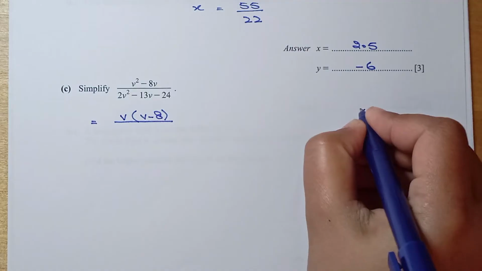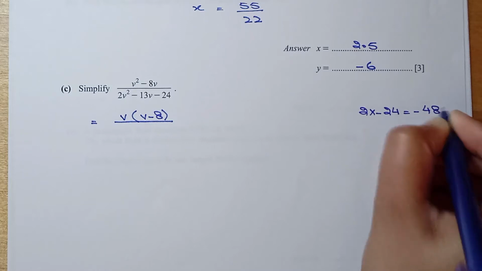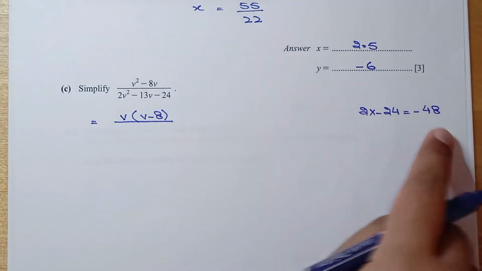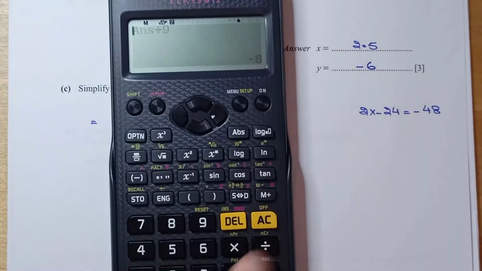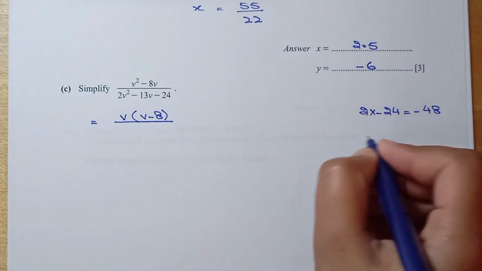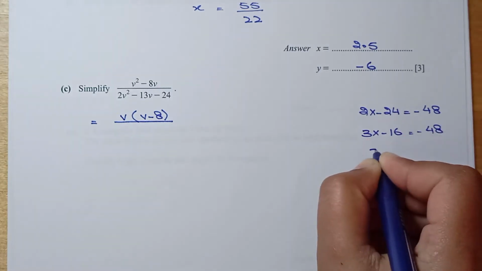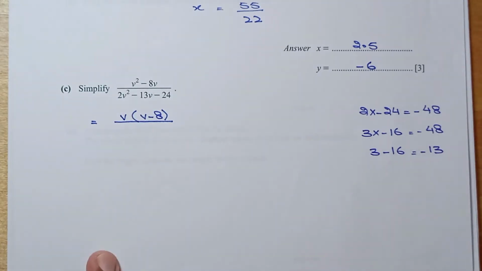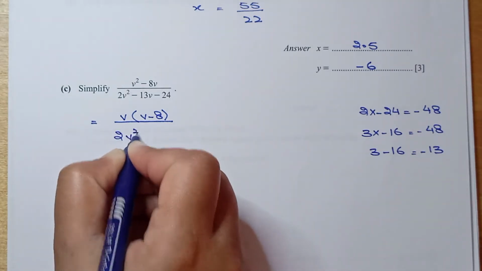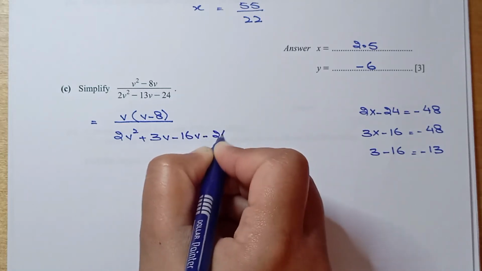So 2 times negative 24 equals negative 48. Now we need to find the factors of 48 that make negative 13. If I go with the 3 times table, 3 times 16 is 48, yes. 3 times negative 16 is negative 48, and 3 minus 16 is minus 13, right? So let me break that middle term. We have 2v squared plus 3v minus 16v minus 24.